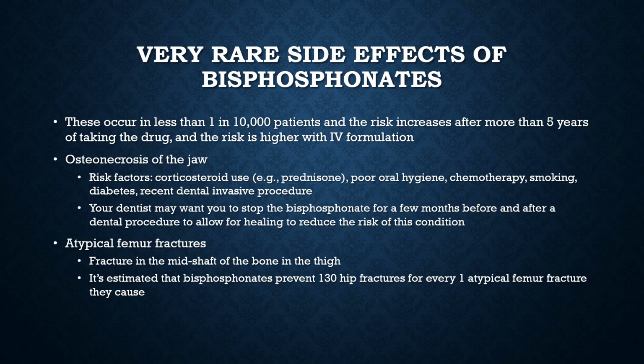Atypical femur fractures are also uncommon. These are fractures in the middle of the femur, which is the long bone in your thigh. It's estimated that bisphosphonates actually prevent 130 osteoporosis-related hip fractures for every one atypical femur fracture they cause.